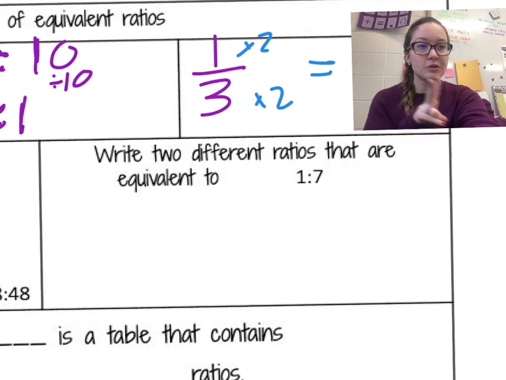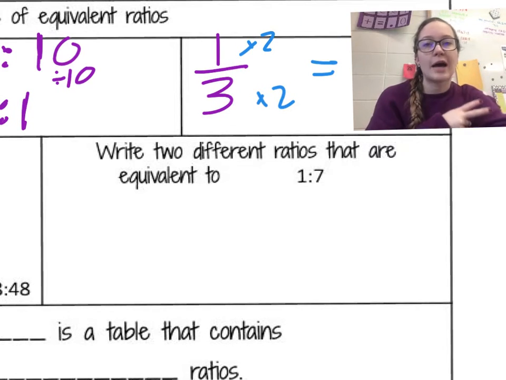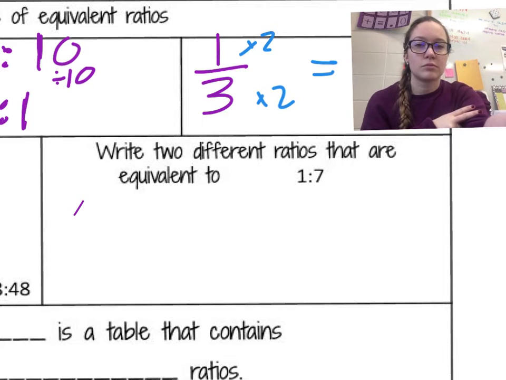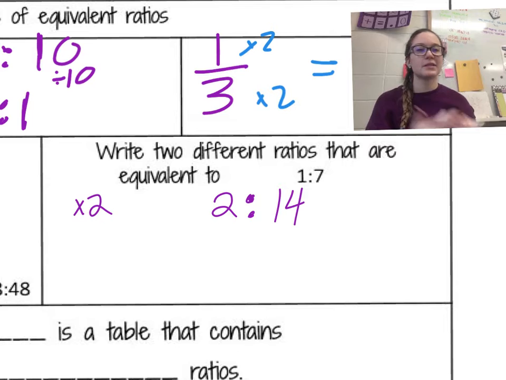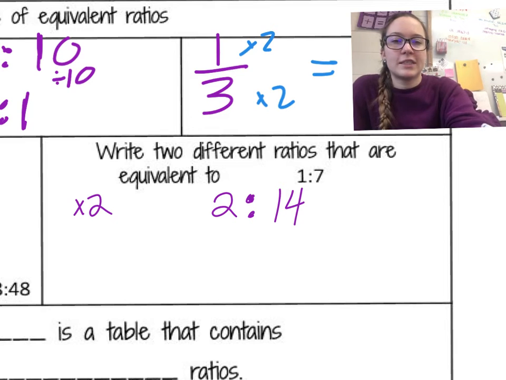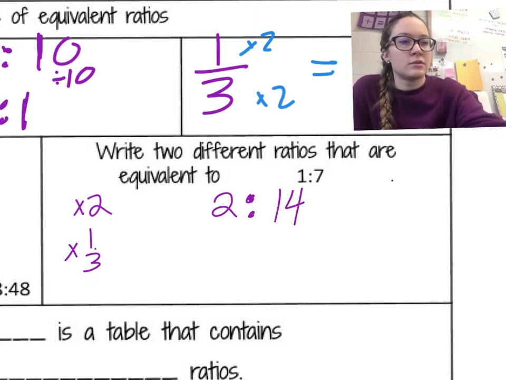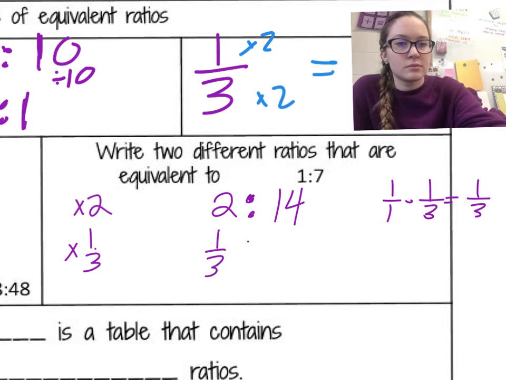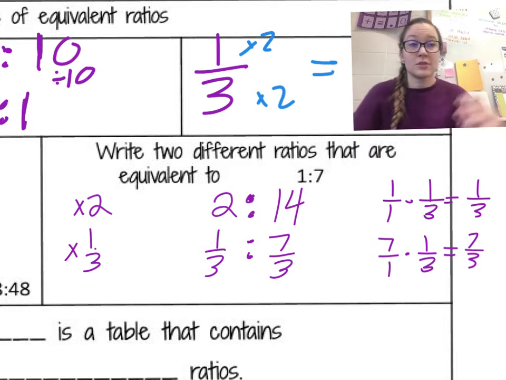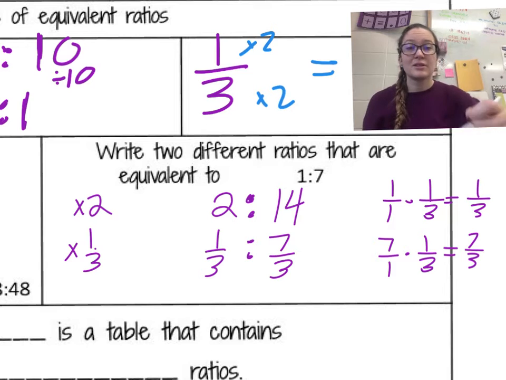Alright, so we're going to write two ratios that are equivalent with 1 to 7. So I'm going to do times 2. 1 times 2 is 2. 7 times 2 is 14. So since I multiplied both sides by the same number, you get an equivalent ratio. What if I did times 1/3? Well, 1 times 1/3 is 1/3. 7 times 1/3 is just 7/3. So even if they're fractions, they might be equivalent, okay? Gotta check.